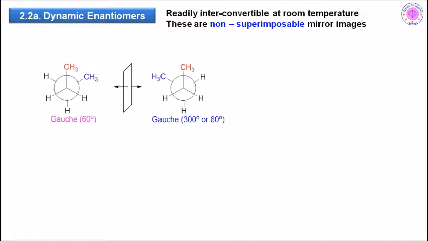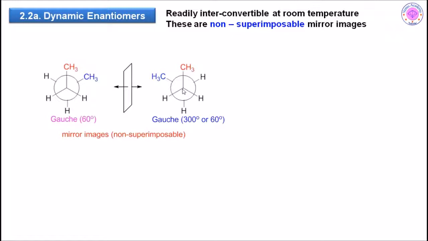So the methyl group, which is blue on the right side, is coming towards the left side. These seem to be the same, but these two are different. That is, Gauche 60 and Gauche 300 are different. So these are mirror images but non-superimposable.